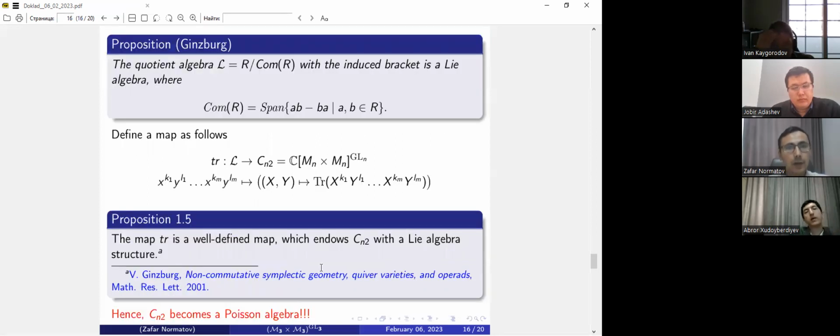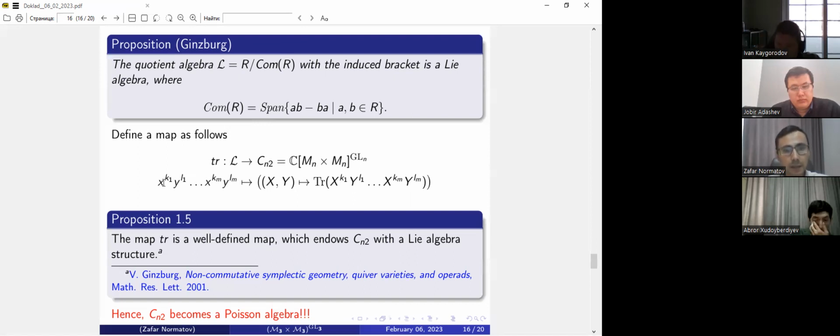So, we also have the following two propositions proved by Ginzburg in his paper. The quotient algebra L R quotient by com of R with the induced bracket is a Lie algebra, where com of R is the span of AB minus BA, for A, B from the algebra. And define a map as follows from the quotient algebra to the algebra of GLN invariant matrices.